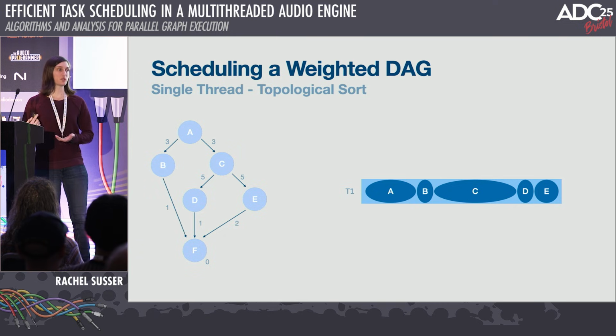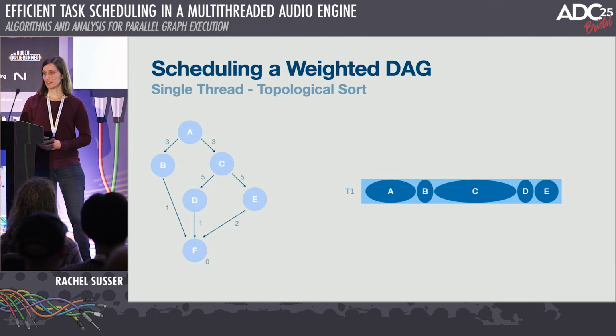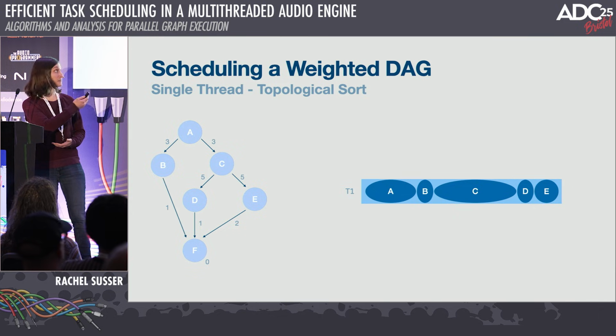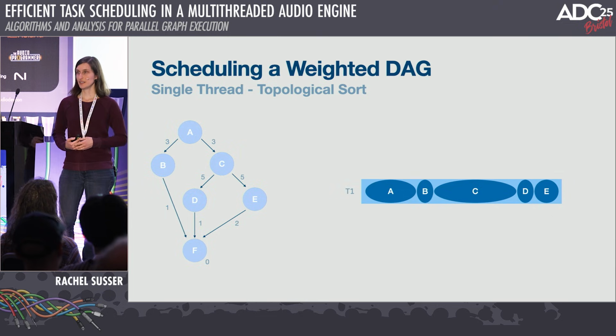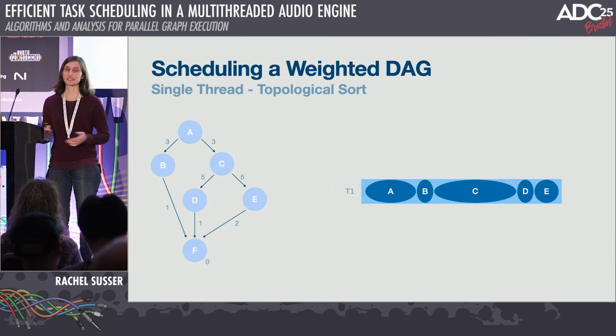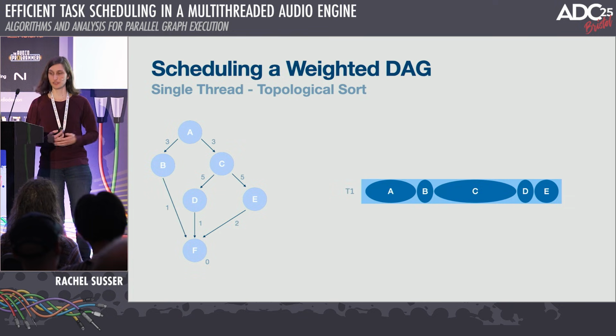A topological order of a graph is not unique. For example, after A has been scheduled, C could come before B in this example, and it would still be correct. Just a note, F is not included in this schedule because it has a processing time of 0, so that's why you don't see it up there.